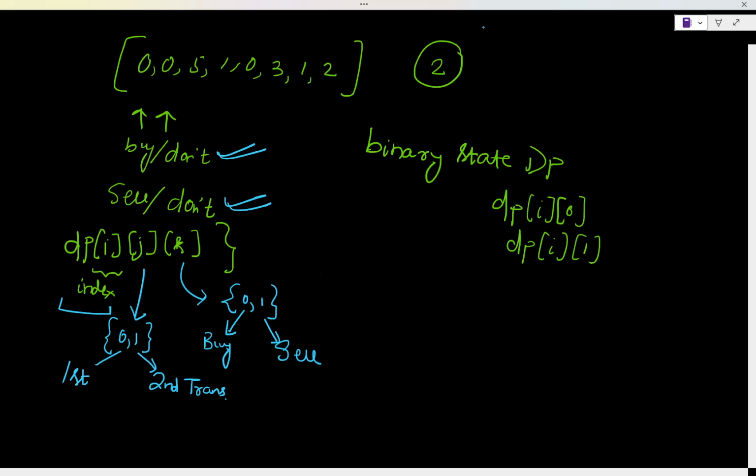I is the index I am at. J can be 0 or 1: 0 means I am currently doing the first transaction, and 1 means it is the second transaction. K can also be 0 or 1: 0 means I am doing the buy, and 1 means I am doing the sell.